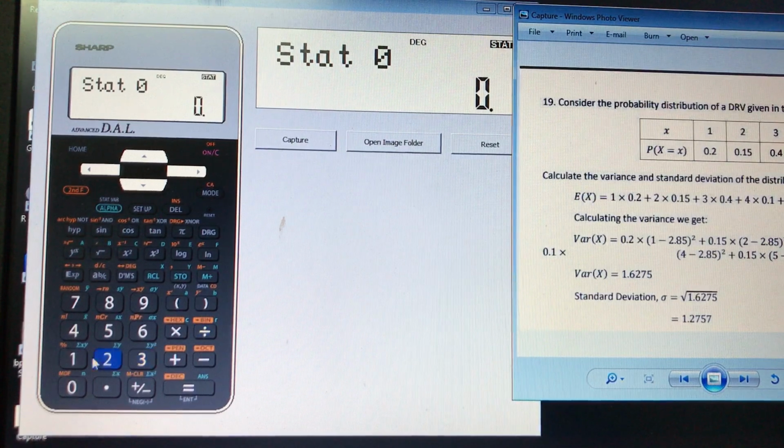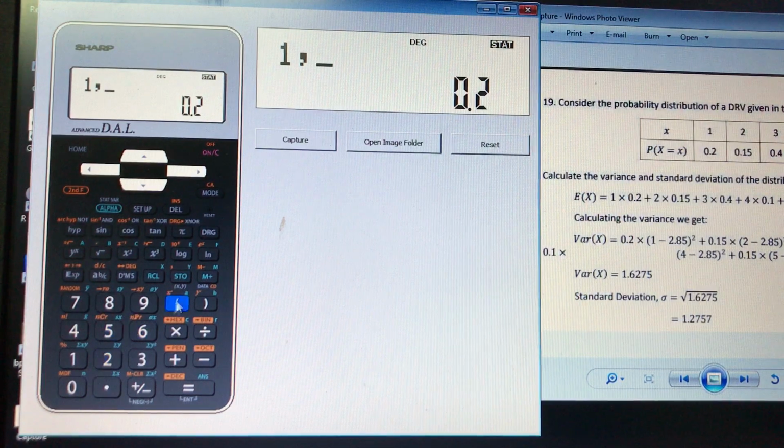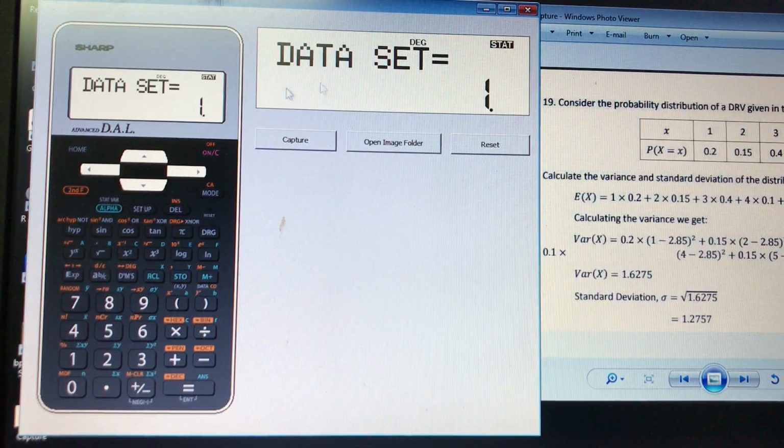Score 1 is 0.2, so I'm going to go to score 1 and then I need to press my STO button. You can see it brings up a comma and then I'm going to put 0.2 in and I hit M+, and it says my data set. You can see I've got 1 in there.